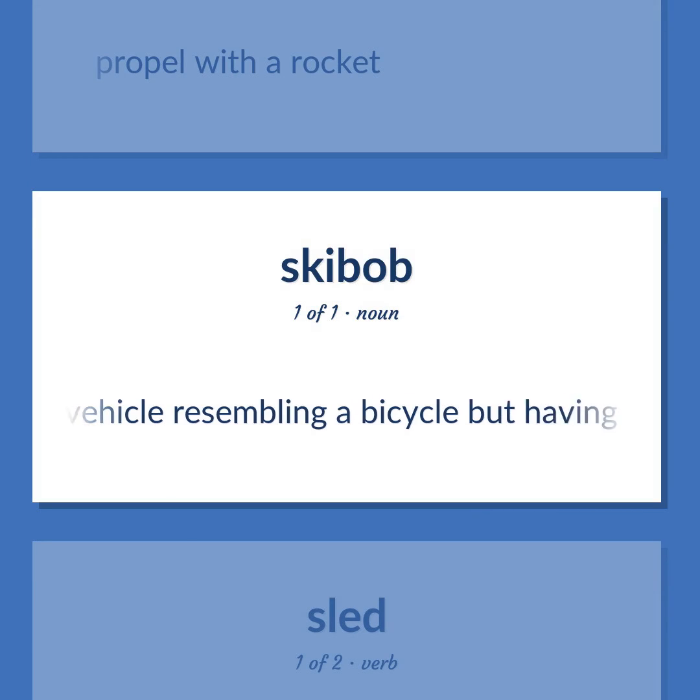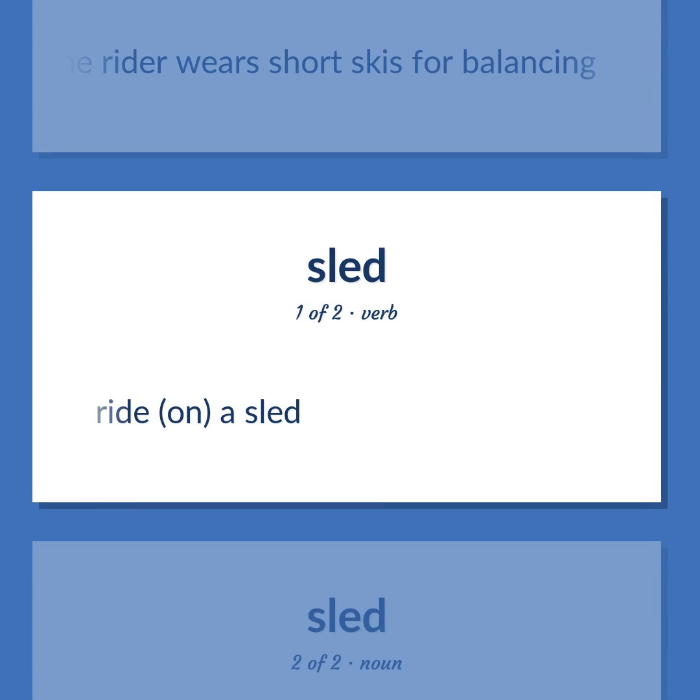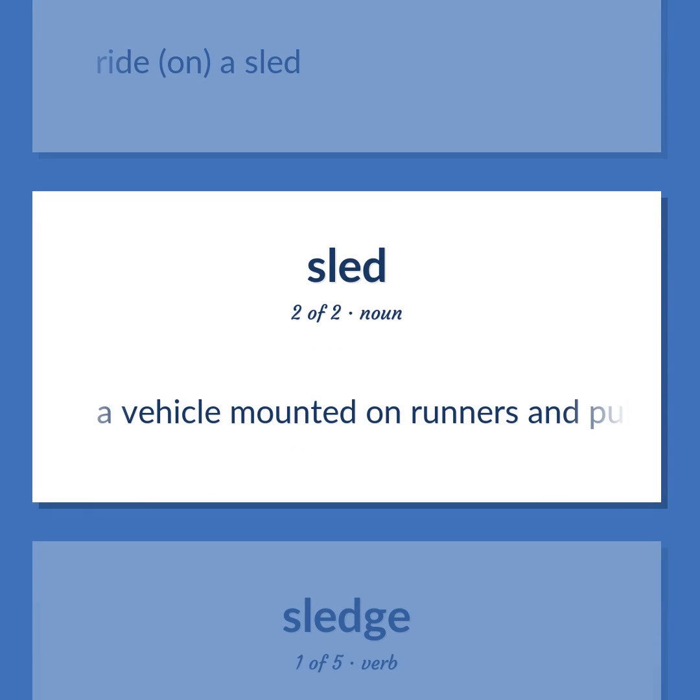A vehicle resembling a bicycle but having skis instead of wheels. The rider wears short skis for balancing. Ride on a sled. A vehicle mounted on runners and pulled by horses or dogs, for transportation over snow.